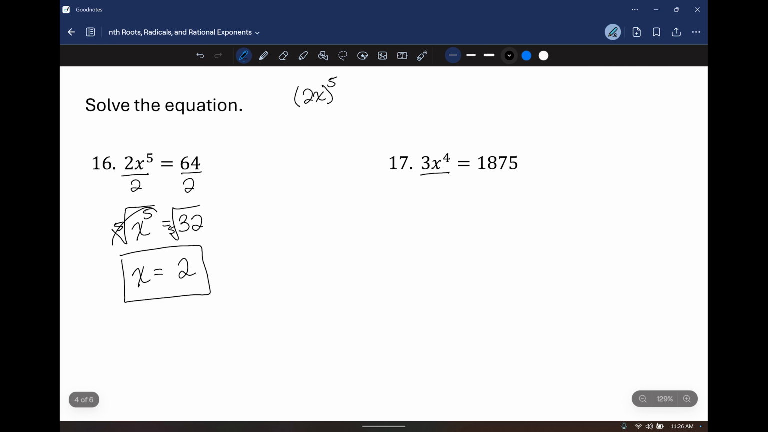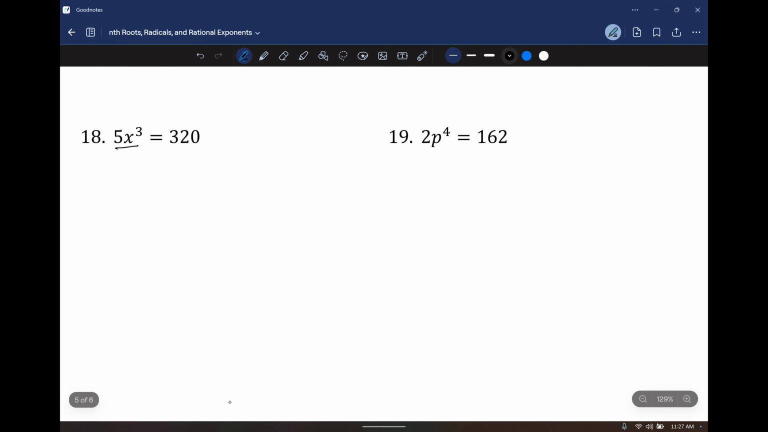Same thing on 17. I'm going to start by dividing by 3. So I have x to the 4th is equal to 625. Then I'm going to take the 4th root. Because this is an even root, I have a positive answer and a negative answer. And x is equal to plus or minus the 4th root of 625, which is 5.